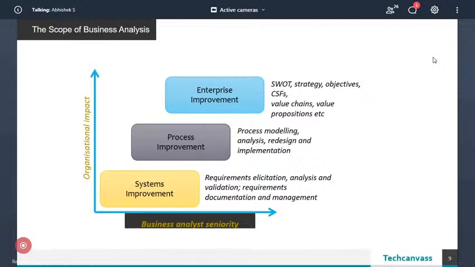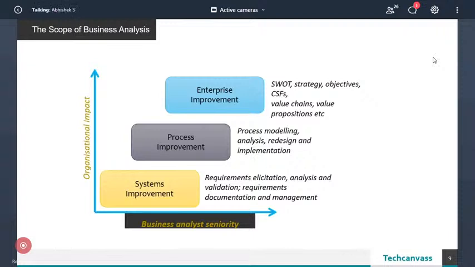When you start with system improvement, like at the start of your career, you are just given one project to work with or one project to handle. So you're just focused within that one project. You're taking requirements, you are writing down your user stories or use cases, whatever way of gathering the requirements. You are ensuring that the team members understand those. So your complete focus is within that project itself.